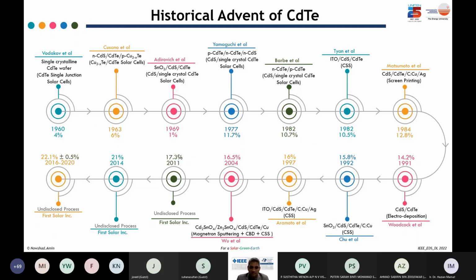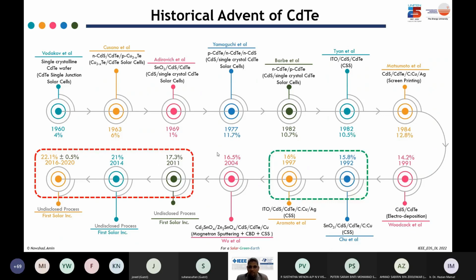Interestingly, in the last few years, since 2010, a company called First Solar, whose process is not disclosed, is claiming the highest efficiency in cell and in module. As I mentioned, I have worked with 2 groups in the past. The first one is Matsushita, which claimed 16%, and the other group is the University of South Florida, which claimed 15.8%. More or less, I know the technology from these two groups, which we are trying to replicate here in Malaysia now.